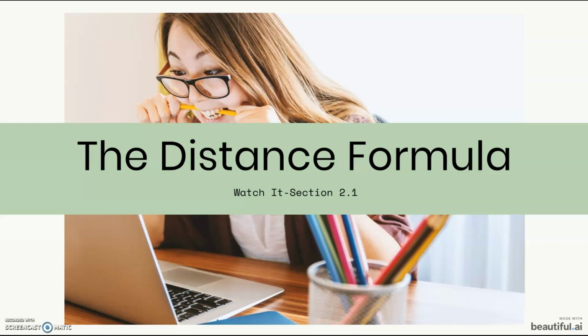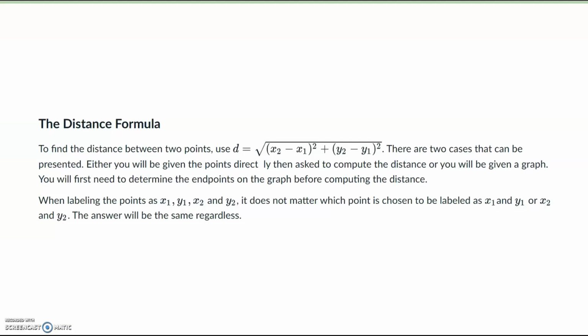Let's talk about the distance formula. Okay, so you can see here's the distance formula. It's d is equal to the square root of x sub 2 minus x sub 1, all of that squared, plus y sub 2 minus y sub 1, all of that squared. Now, you're going to run into two cases when finding the distance formula.